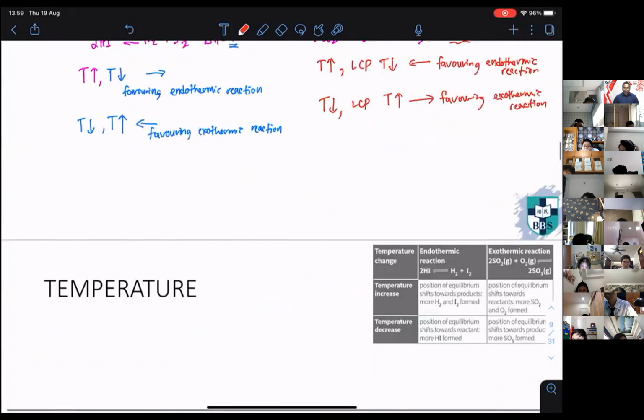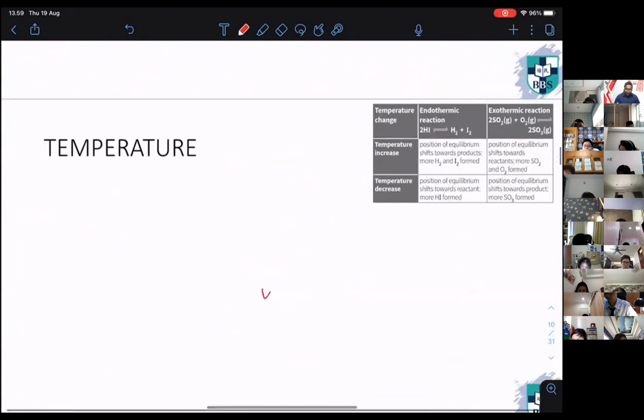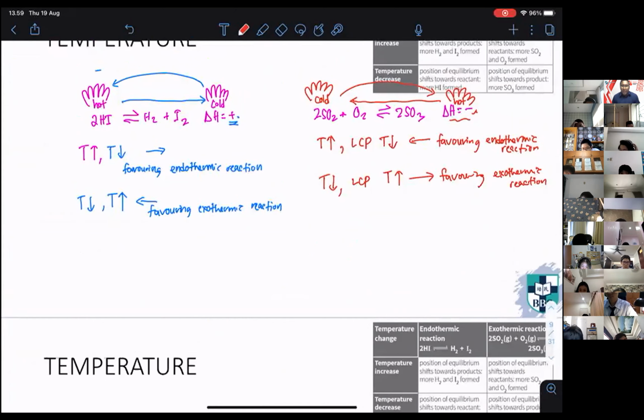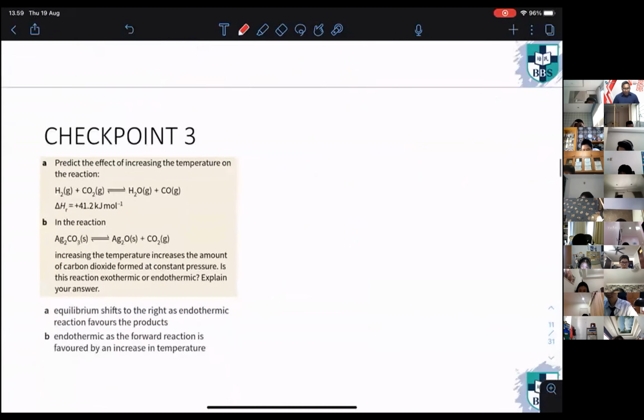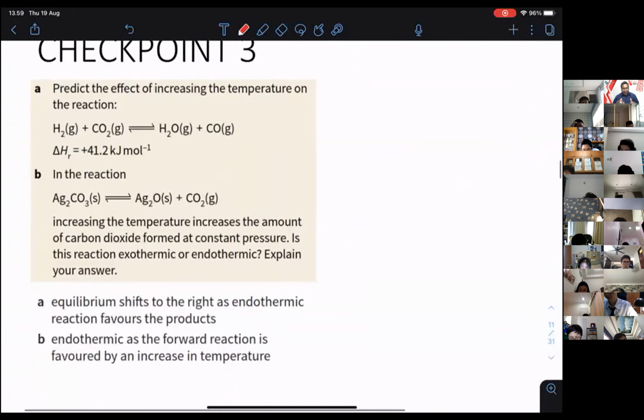I have actually gone through all this. This one I left empty space over here to go through everything, but I have done this over here. If you look at the checkpoint, they say, predict the effect of increasing temperature on the following reaction. You see this is positive. So if I put my hand over here, the forward reaction is going to be positive.